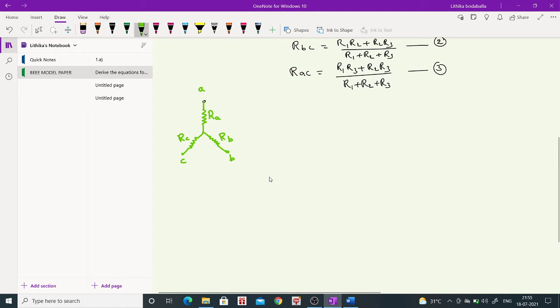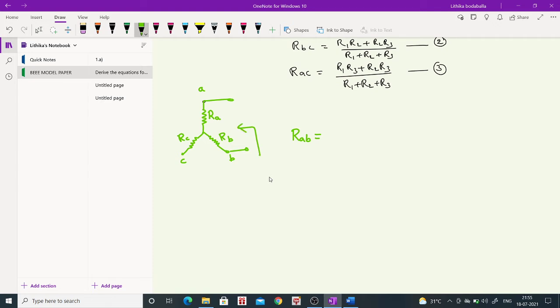So for that, what I am doing is, here also I am finding what is RAB. If I want to find RAB here, what does RAB become? RAB means equivalent resistance between terminals A and B.